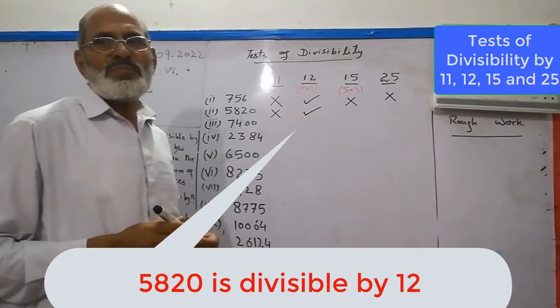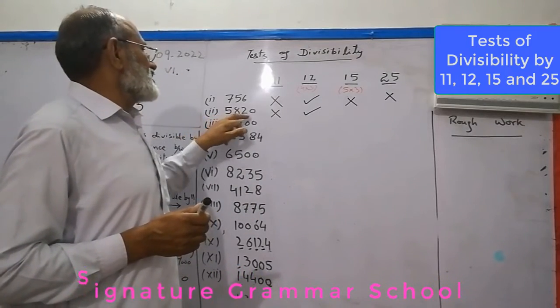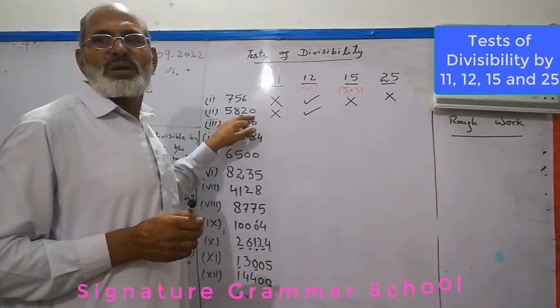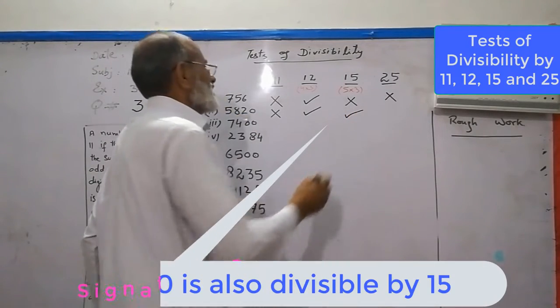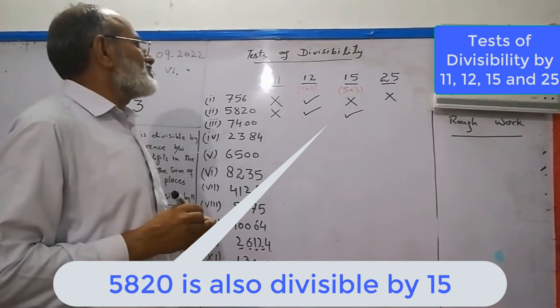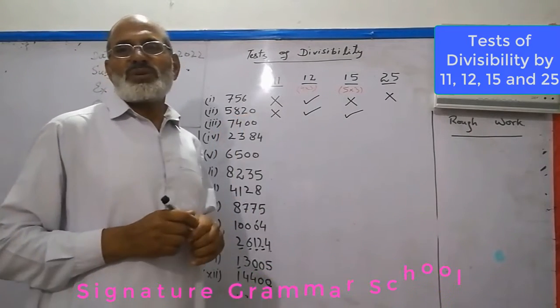For 15, first of all, it should be divisible by 3. Of course, it is divisible by 3. It's again divisible by 5 because in the last there is 0. Therefore, it is divisible by 15, but it's not divisible by 25 because this 20 is not divisible by 25.